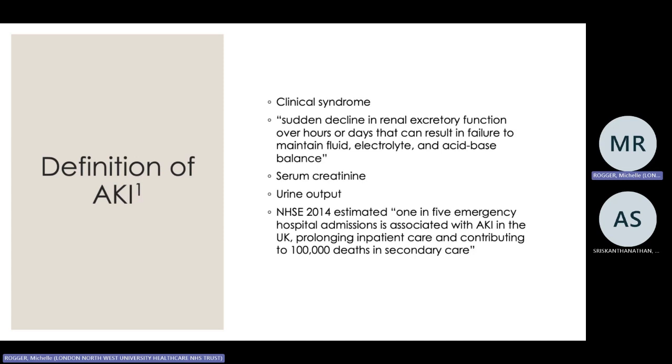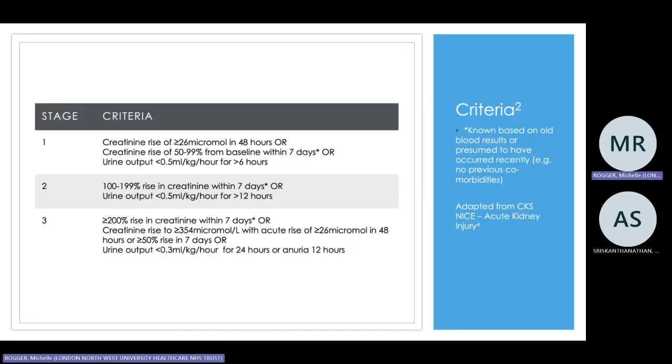Why is it relevant? Well, the NHSC estimated that about 1 in 5 emergency hospital admissions are associated with AKIs in the UK. That was in 2014. It prolongs inpatient care, and it can contribute to 100,000 deaths in secondary care, so in hospital settings. So it is very relevant to know about, not only for finals, but also in the real world. So I mentioned creatinine and urine output. They are the hallmarks of diagnosing AKIs.